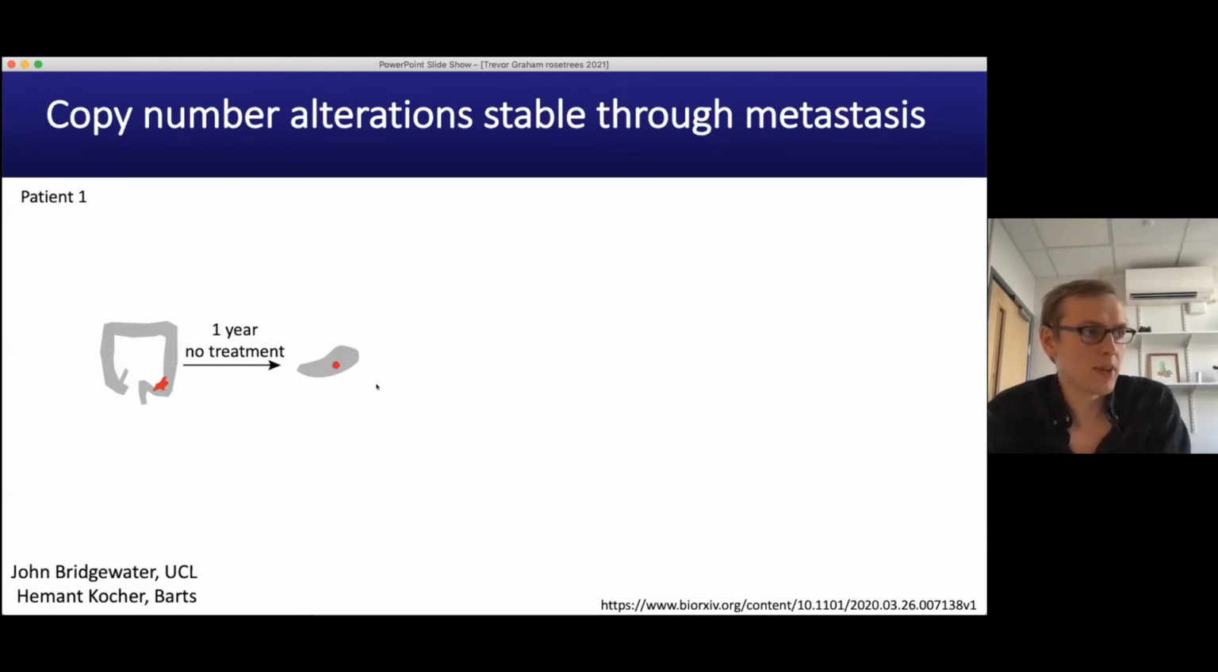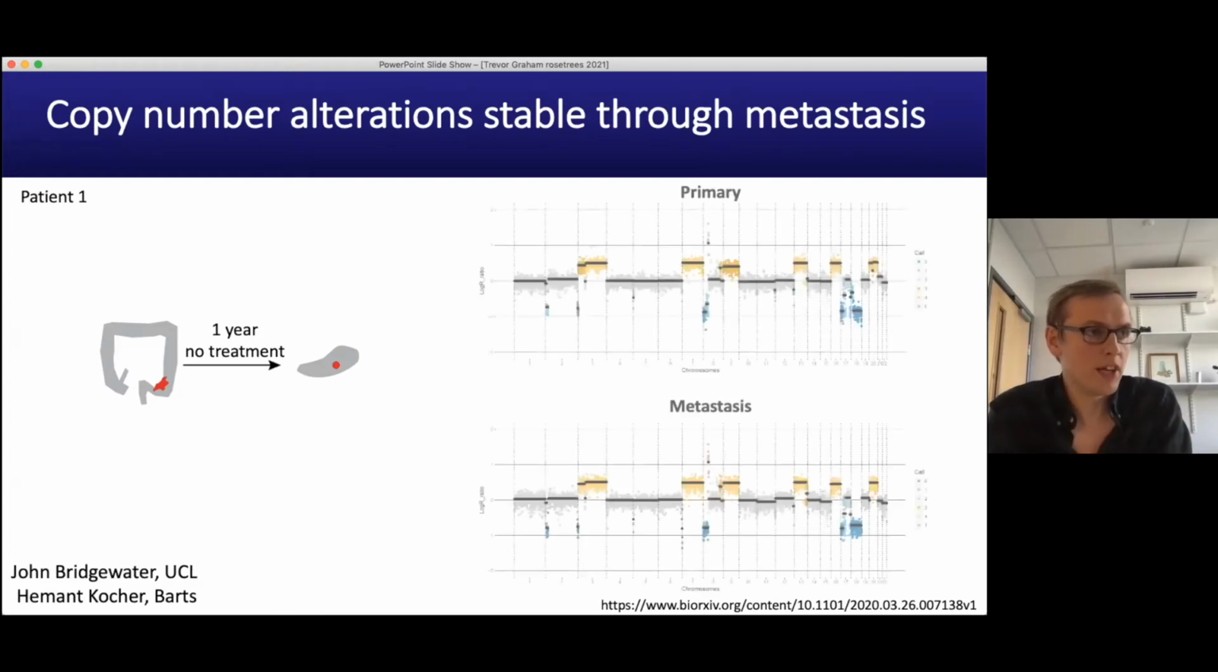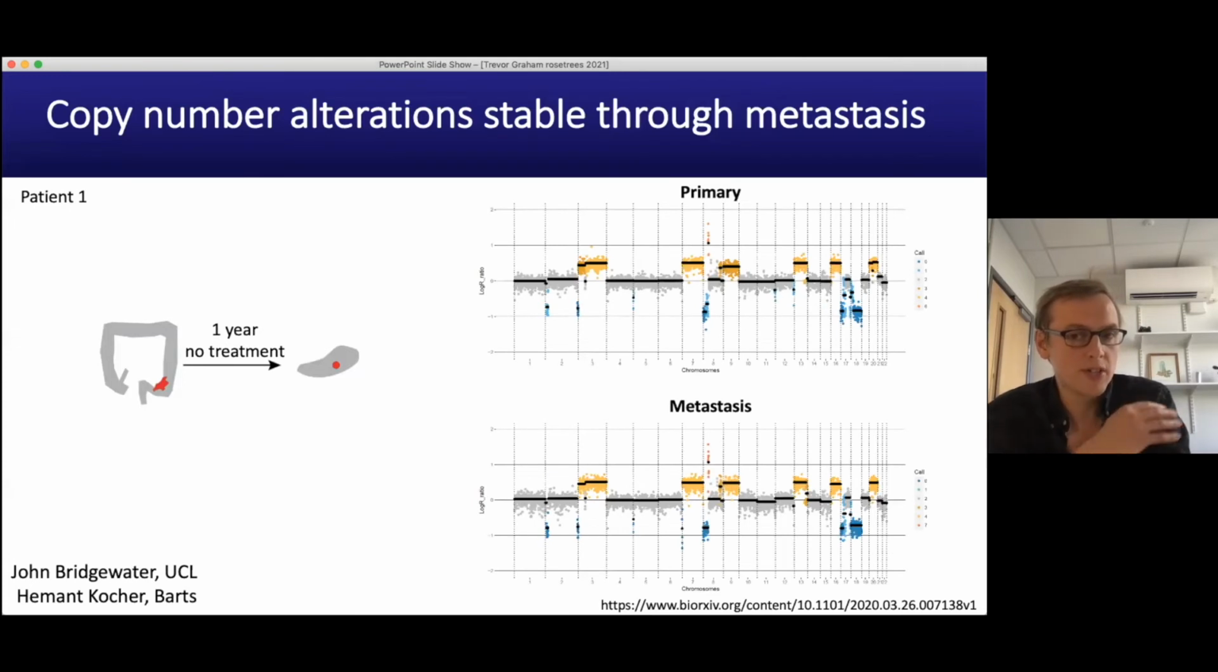So in this patient, we have a primary tumor removed by surgery, and a year later they had a metastasis. We looked at the pattern of copy number alterations in both primary and metastasis in these tumors. This is a graph of the genome on the x-axis. You have loss and gain of genetic material, gain if the line goes up, loss if it goes down. And if you contrast the pattern of losses and gains in primary versus metastasis, you'll see that they're virtually identical.